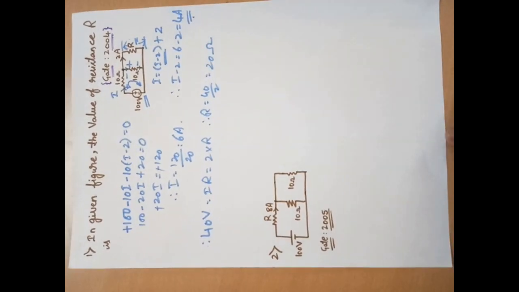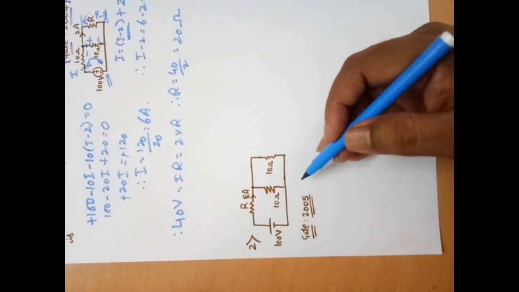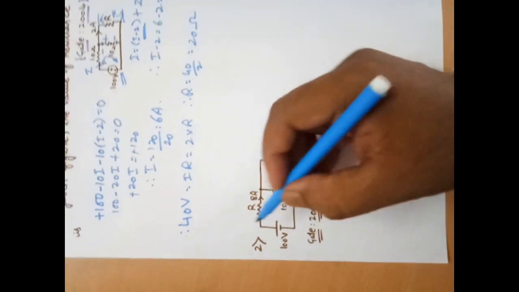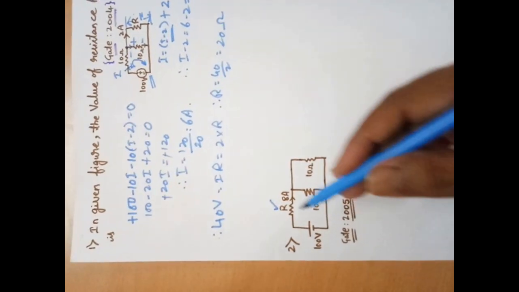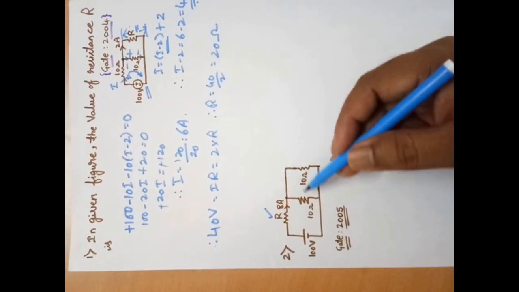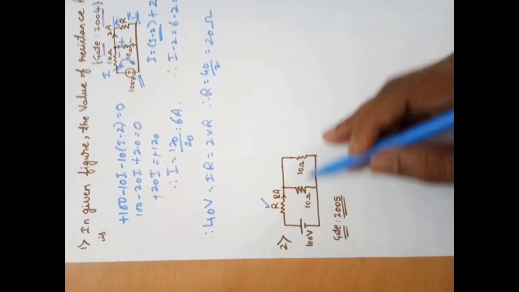Now let's see the second question. In this given question, we just need to find the value of R. 100 volt is given, the resistance needs to be found, and the current is given in this main branch, whereas in this one we don't know the current. But these two are parallel to each other, so we can simplify this.